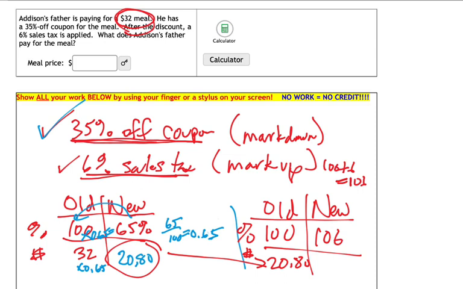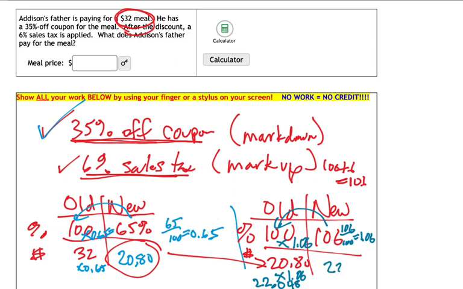And so just like in the previous problem, if you can't tell what we multiply 100 by to make 106, you divide. 106 divided by 100 is 1.06. And so that means we're going to multiply $20.80 by 1.06. And that is, what we get here is 22.048.